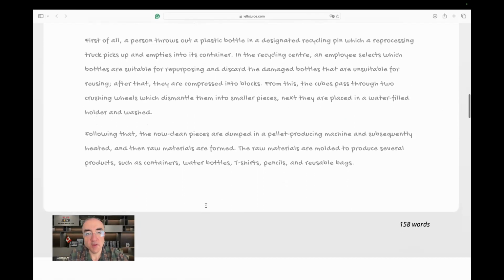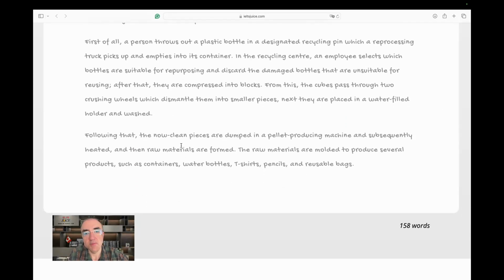Following that, the now clean pieces are hyphenated. I don't know why. The now clean. Because we can say the recently cleaned pieces, but the now clean, it's not wrong, it's just not very common. The now clean pieces are dumped in a pallet producing machine, this one is right, and subsequently heated. Very good.